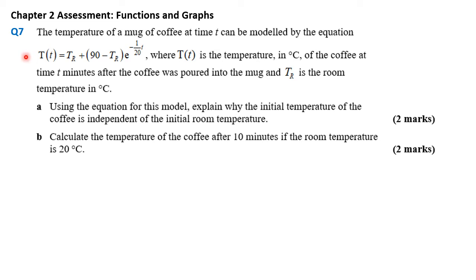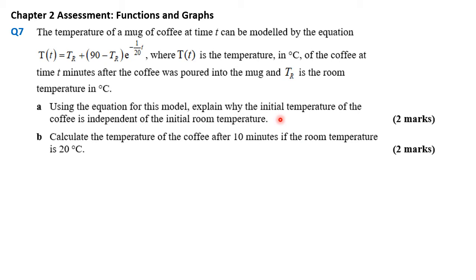So in question 7, we're given this equation where the temperature of the coffee is dependent upon the room temperature and then the time in minutes after the coffee is poured. Part A, we need to explain why the initial temperature of the coffee is independent of the room temperature. This is not immediately obvious from the equation at all.